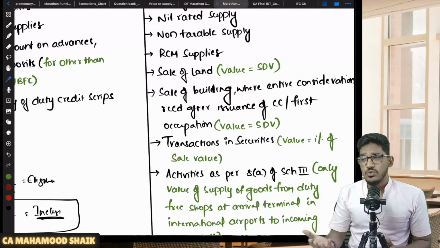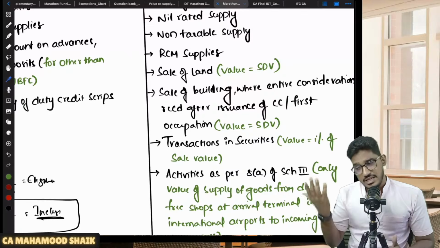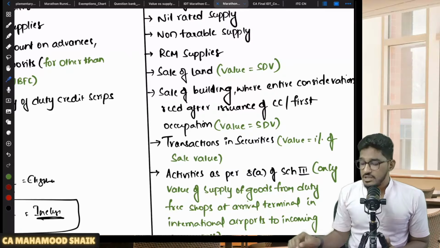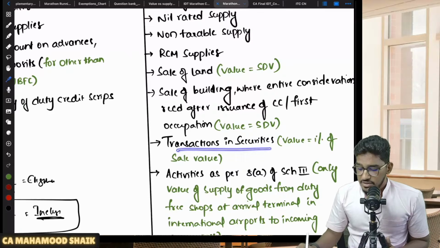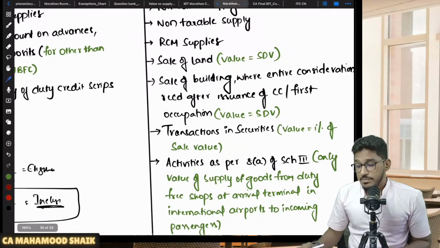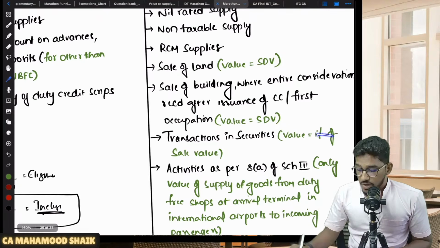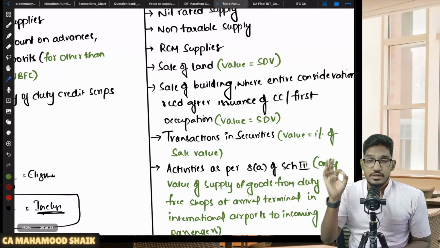Securities, you said, is not goods, not services, not a supply only. Yes, agreed. But for the purpose of ITC apportionment, consider even transactions in securities as an exempt supply. Sir, what value do I have to take? 1% of the sale value.